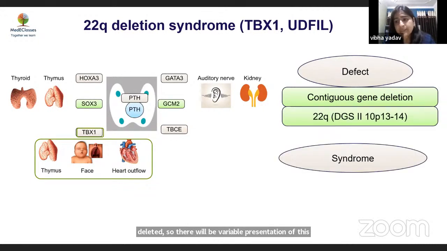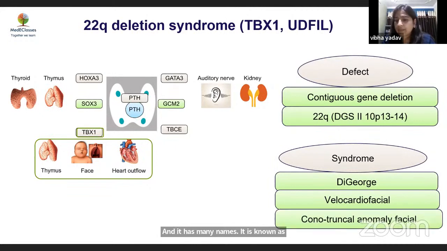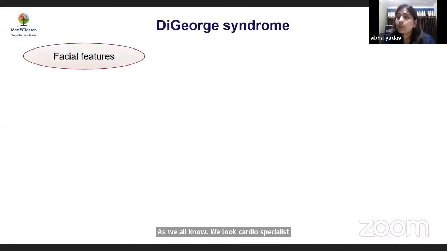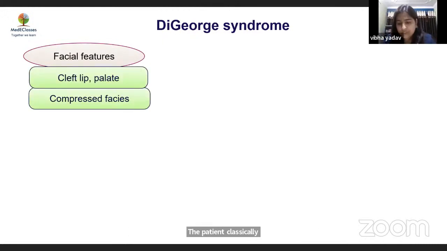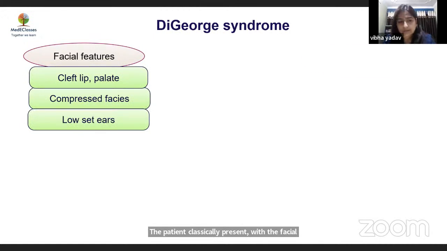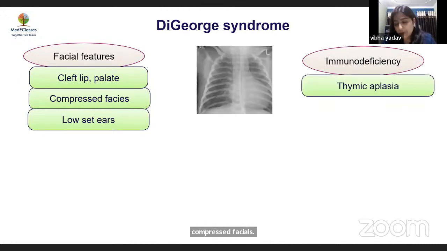And it has many names. It is known as DiGeorge syndrome, as we all know, velocardiofacial syndrome, conotruncal anomaly face syndrome. Now, how does DiGeorge syndrome present? Recently we managed a DiGeorge syndrome patient in our hospital. The patient classically presents with facial features of cleft lip and cleft palate, compressed facies, and low-set ears. And the patient will have recurrent chest infections due to thymic aplasia.